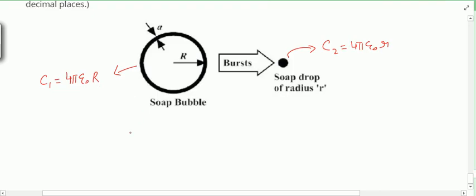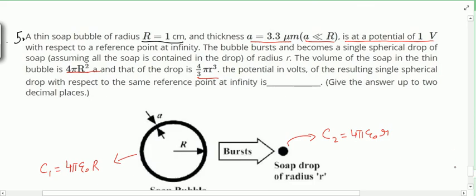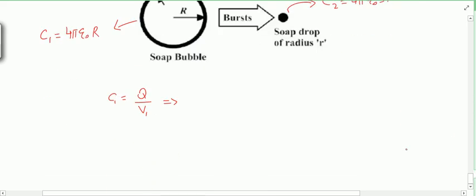Now you know that C1 is equal to q by V, and here the potential for this bubble, suppose V1, is given as 1 volt. Okay, it is given in the question that the potential is 1 volt for this soap bubble. So you can write in the place of C1, 4 pi epsilon naught capital R is equal to q by 1. So this will be the value of the charge on this bubble.